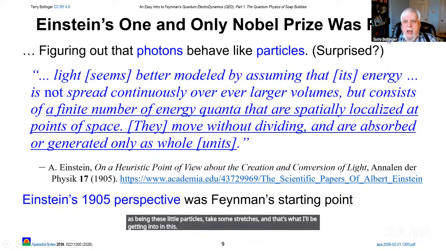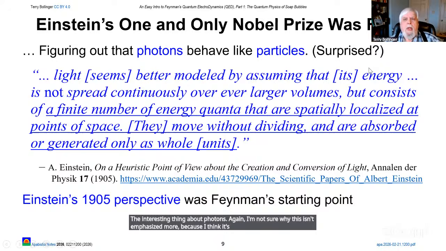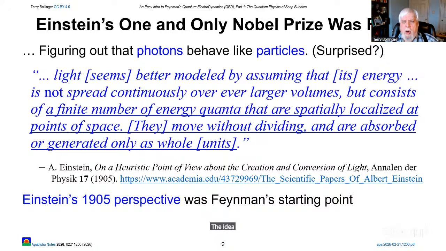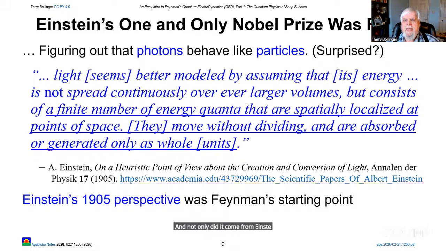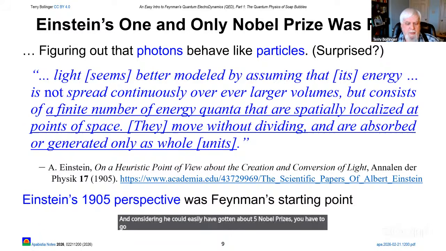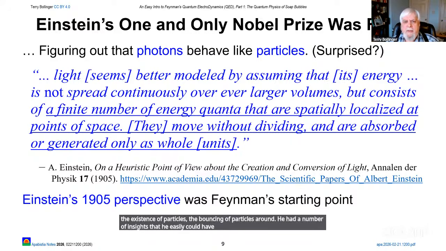The interesting thing about photons, again, I'm not sure why this isn't emphasized more because I think it's just fascinating. The idea that photons are particles, period, did not come from Feynman. It came from a fellow named Einstein. And not only did it come from Einstein, it's the only thing he ever got a Nobel Prize for. And considering he could easily have gotten about 5 Nobel Prizes, you have to go down the list, right? Special relativity, general relativity, his work on the existence of particles, the bouncing of particles around. He had a number of insights that he easily could have gotten a Nobel Prize for. The one that he got one for was about photons being particles.